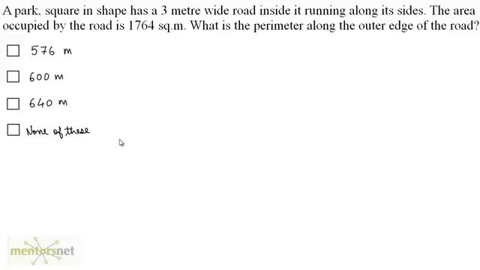A park, square in shape, has a 3-meter wide road inside it running along its sides. The area occupied by the road is 1764 square meters. What is the perimeter along the outer edge of the road?